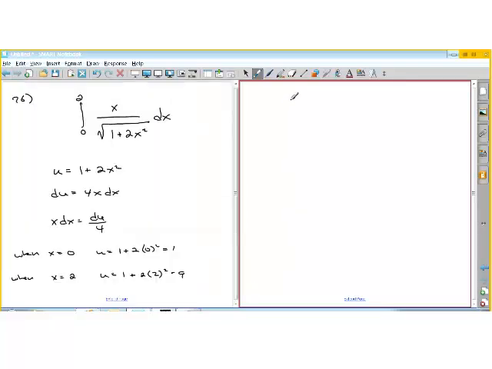So we can then rewrite the original integral as du over 4, and 1/4 there. And then we have the square root of u. So we'll factor out, we change the limits here, so it's from u equals 1 to u equals 9. So we factor out a 1/4. So we get the integral from 1 to 9 of u to the negative 1/2 power du.